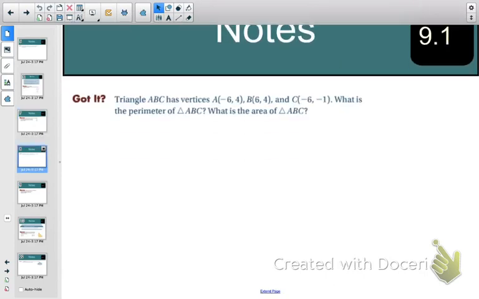Okay, here's another triangle problem, so I want you to pause this, see if you can graph it and figure out the area and perimeter. So I'm going to pause it in 3, 2, 1, pause.